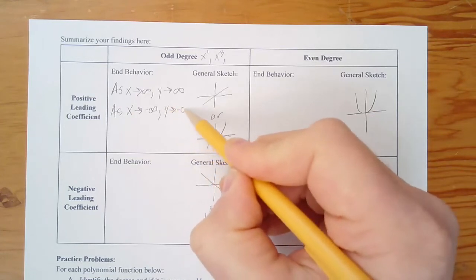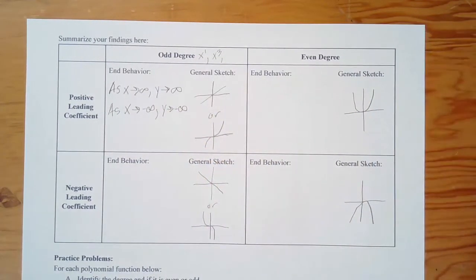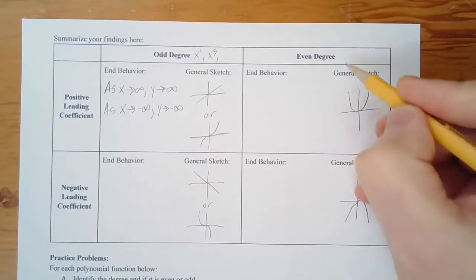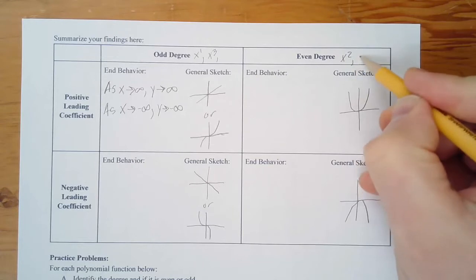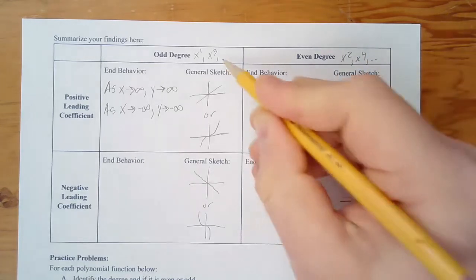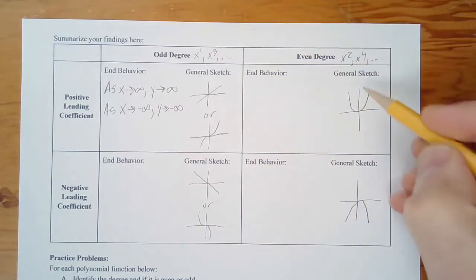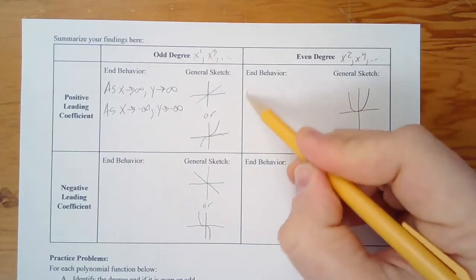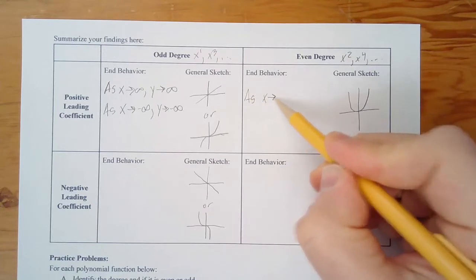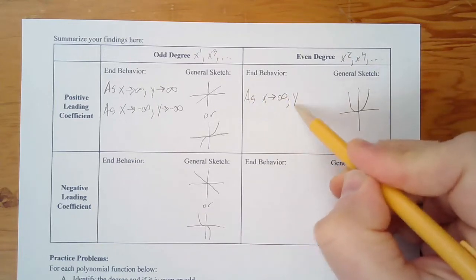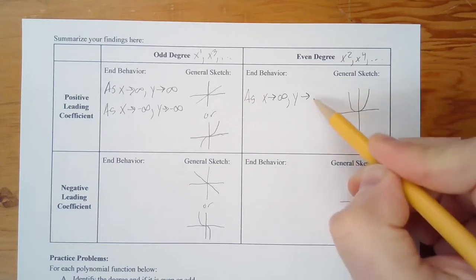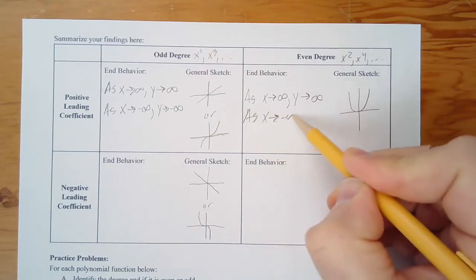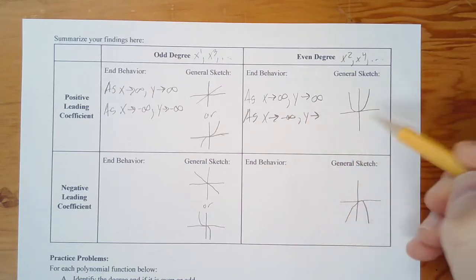All right. So what about the even degree polynomials that were positive, like x squared, x to the fourth, etc.? Okay. What did those look like? Well, here I just made a general sketch. They kind of look like this. So end behavior, as x goes to infinity, y goes up. And as x goes to negative infinity, y goes up also.